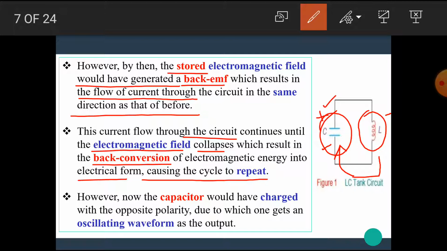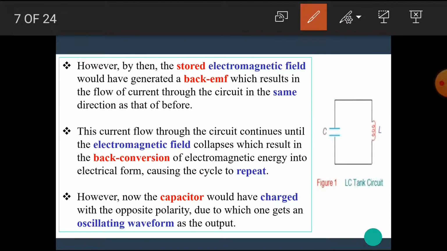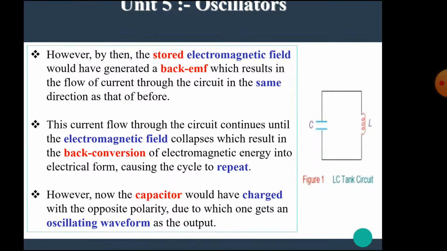However, now the capacitor would have charged with the opposite polarity. That means this terminal becomes positive and this terminal becomes negative, due to which one gets an oscillating waveform as the output. I hope you all understand the function here. Let's see once again.